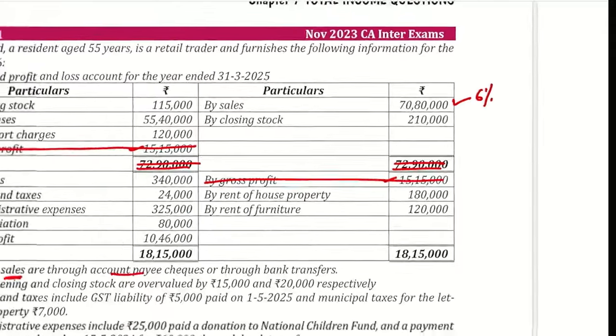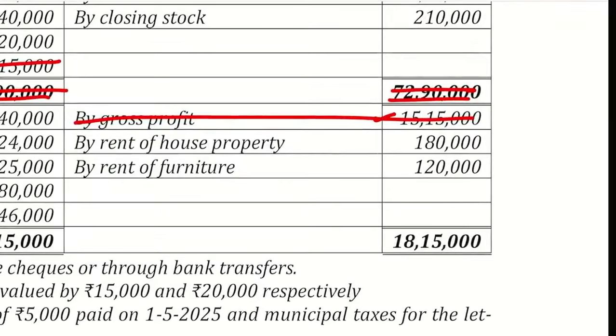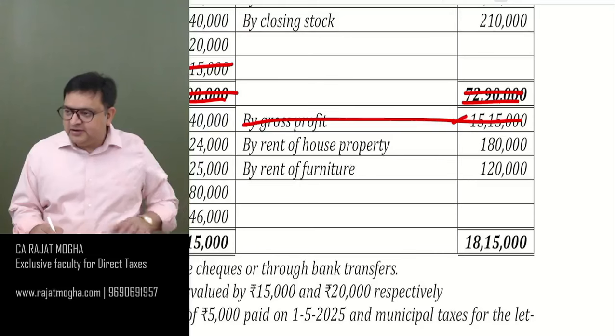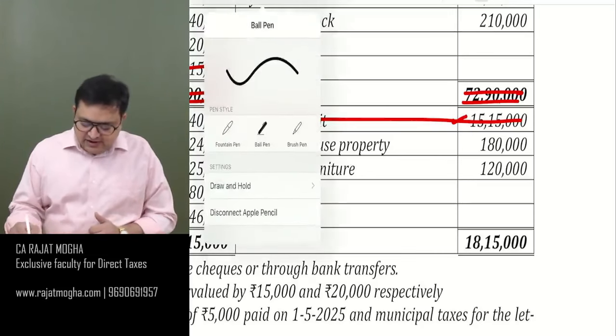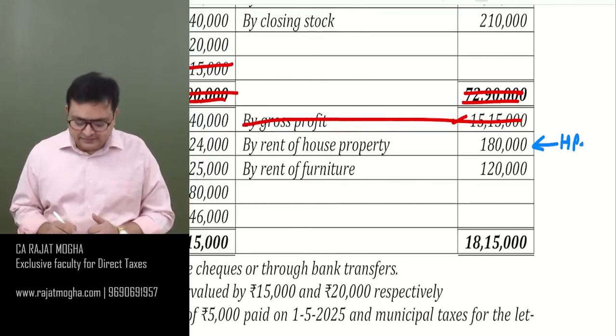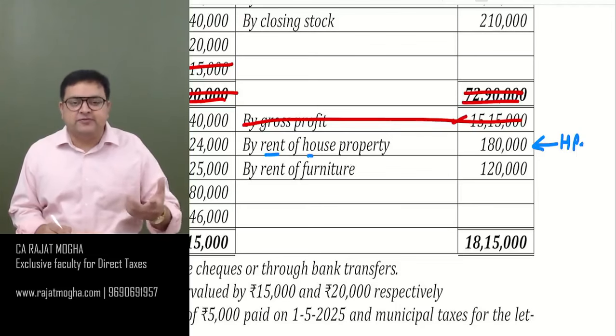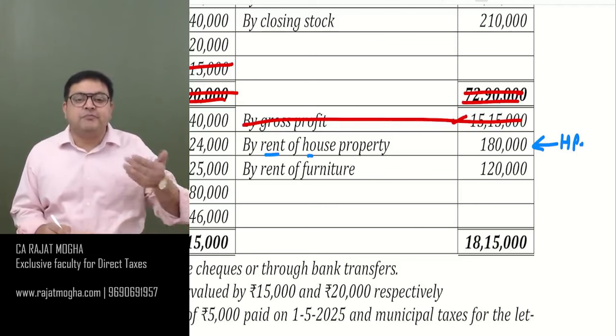Now, we have seen the debit side. Let us see the credit side also. So we have the sales. Sales is a normal PGBP item. Closing stock is a normal PGBP item. Rent of house property, 1,80,000. What do you think? It is directly given. It's a house property thing. It is not PGBP. So while computing PGBP, we will delete this, because this will go in house property. Agree? Is it given as house property income or rent of property? Rent of property. So it means that we need to compute the house property income also.